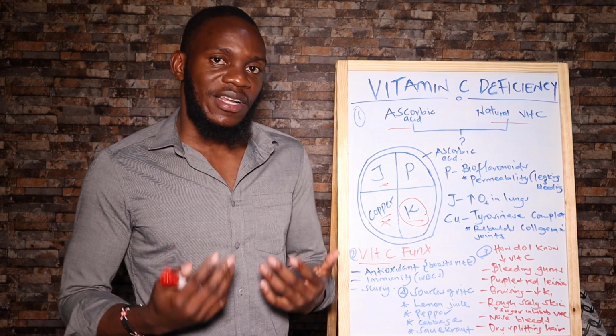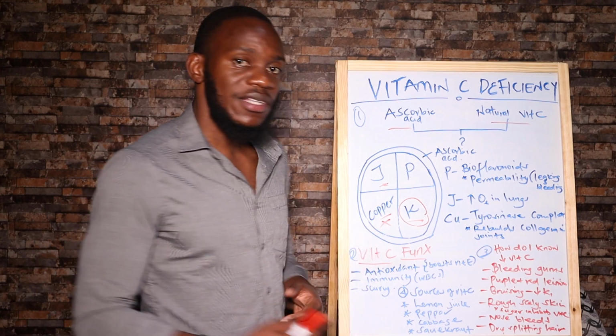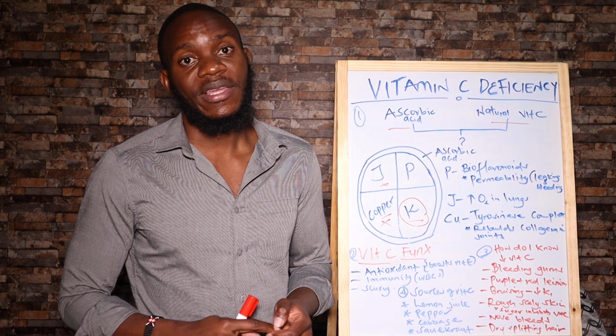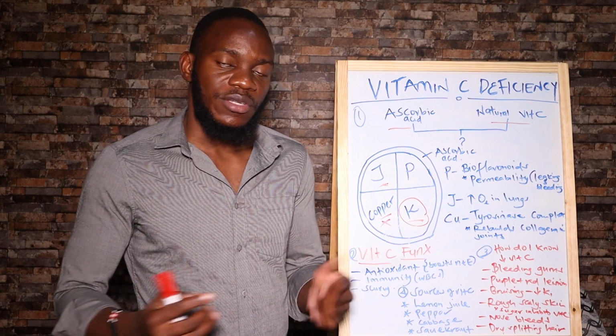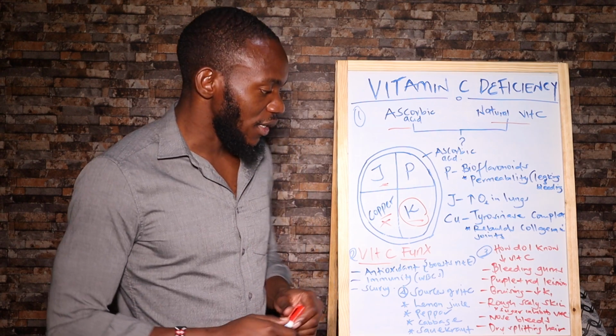Number five is rough and scaly skin. Vitamin C plays a very major role in conjunction with vitamin A and E in your skin. So if you lack vitamin C, then your skin will become very rough and it will form scales.